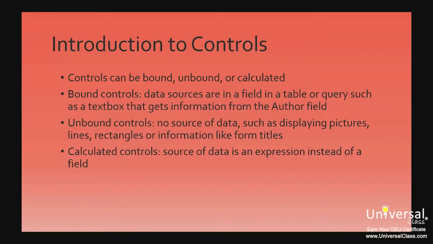That said, controls can either be bound, unbound, or calculated. Let's learn what these three terms mean. Bound controls are controls whose data sources are in a field in a table or query. Bound controls are used to display values from the fields. These values can be text, dates, numbers, yes or no values, as well as pictures and graphs. A text box that gets information from the author field, for example, in a table, is a bound control.